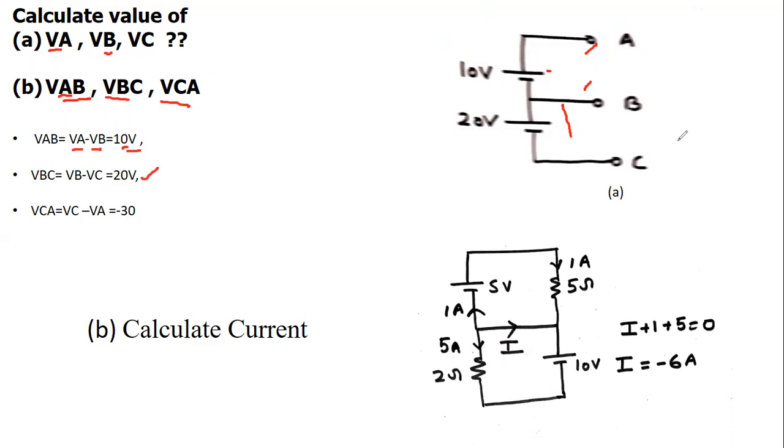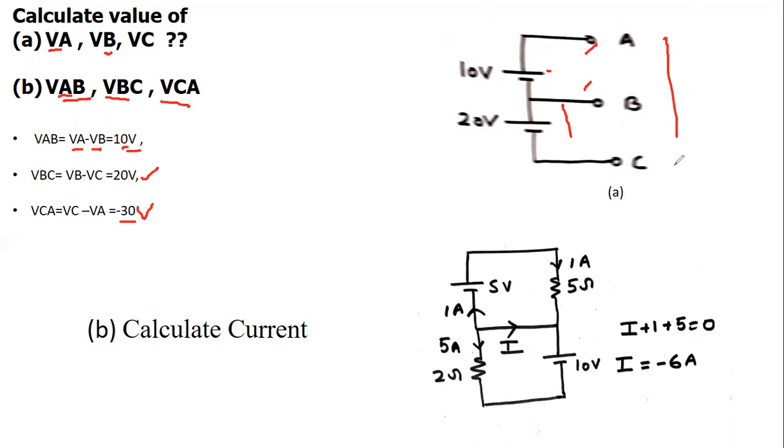And what is the value of VCA? VCA is VC minus VA. Between the A and C terminals, a 10 volt battery and a 20 volt battery are connected in series. So VAC is 30 volts, but C is connected to the negative terminal, so VCA is equal to minus 30 volts. Okay, so if we want to measure VA, VB or VC, first we have to define the reference point.